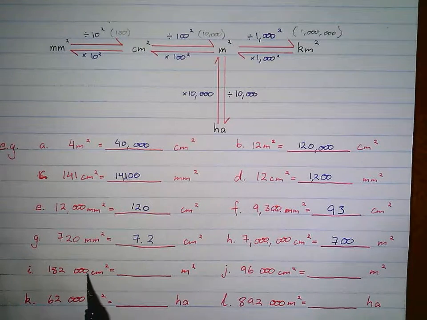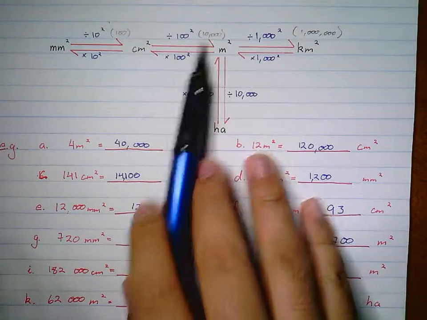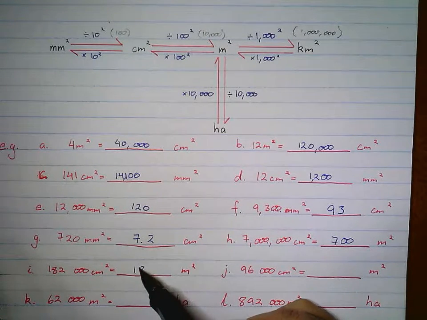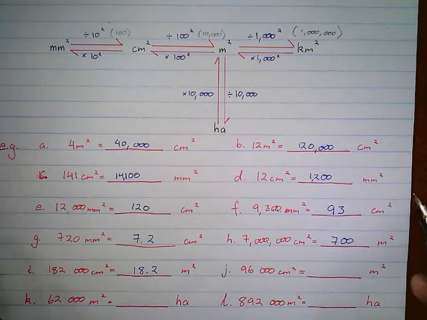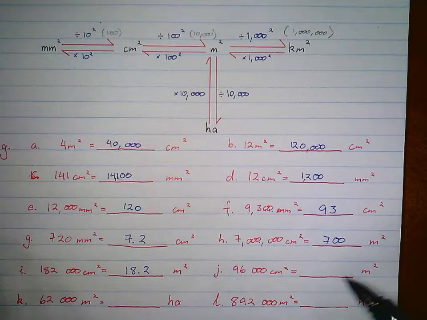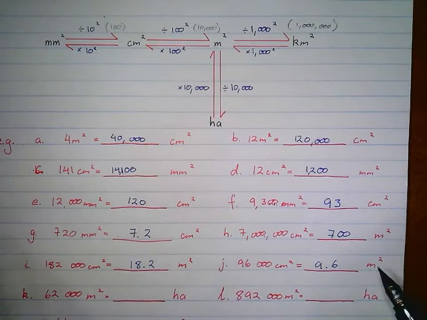I'm gonna say out loud the calculations that I'm doing. Centimeter squared to meter squared, dividing by 10,000. 1, 2, 3, 4. That gives us 18.2. 96,000 divided by 10,000. 1, 2, 3. Gives us 9.6 meters squared.